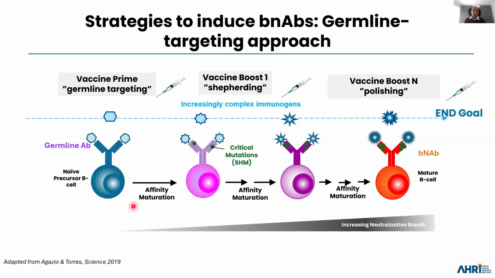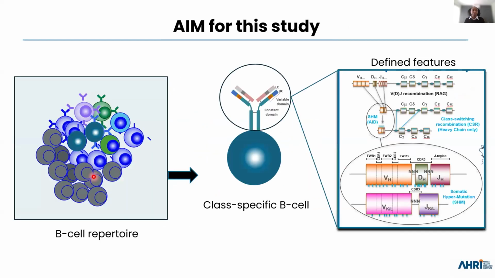So from this perspective, we can see that this strategy actually depends on the starting B cell. So with that, we come to the aim of the study. What we are trying to do is to say, in the pool of B cells that we have, or in our starting B cells, do we have the B cells that have got the right kind of features? Do we have B cells that have got the potential to become broadly neutralizing antibodies or not? That is what we are looking for. And for this study, we are not only looking at the pool, but we're looking for a class-specific B cell.